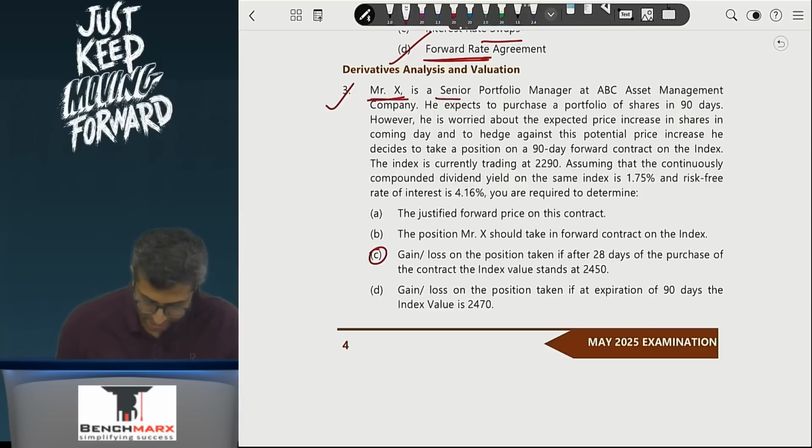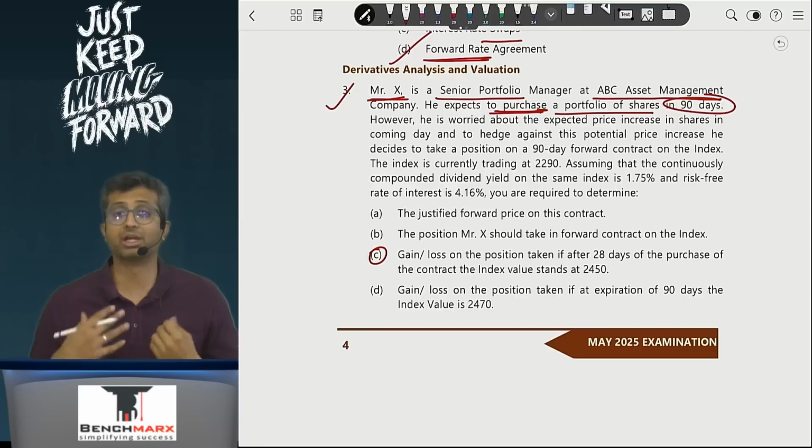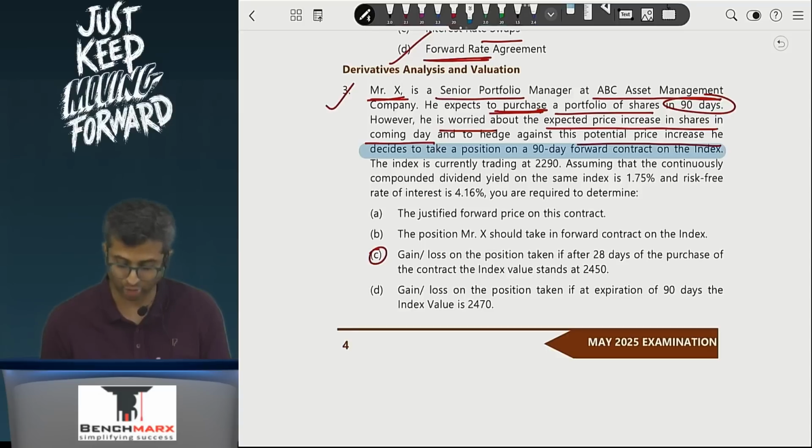Mr. X, who is a senior portfolio manager at ABC Asset Management Company, expects to purchase a portfolio of shares in 90 days. I am going to buy the portfolio of shares after 90 days. So I'm worried, what if the price will go up? He is worried about the expected increase in the share prices in the coming days, and in order to hedge against this potential price increase, he decides to take a position on a 90-day forward contract on the index.